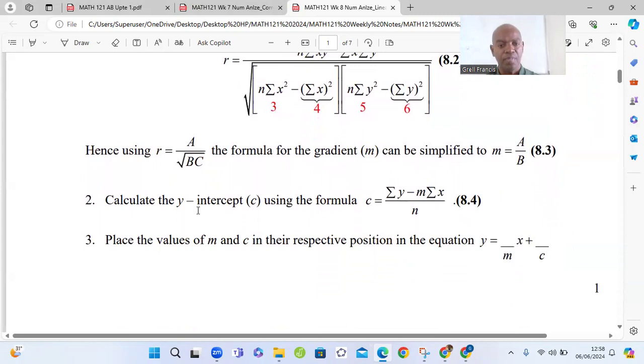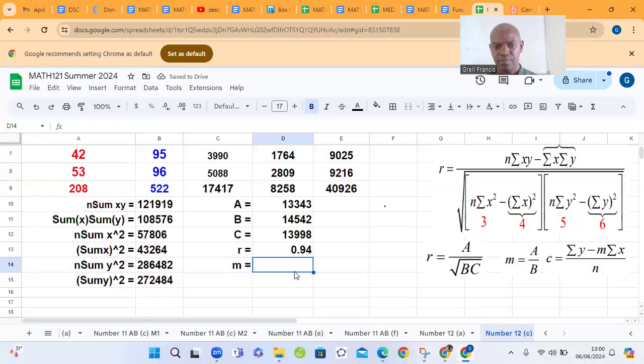And now here's the formula to calculate c, which is the y-intercept: the sum of y, which you calculated already, minus m, which you just calculated, times the sum of x, which we calculated already, over 7. And then you just place these values, m and c, in their respective position in the equation y is equal to mx plus c. So basically, to find m, we just have to do A divided by B. So m, which is the gradient, is equal to A over B.